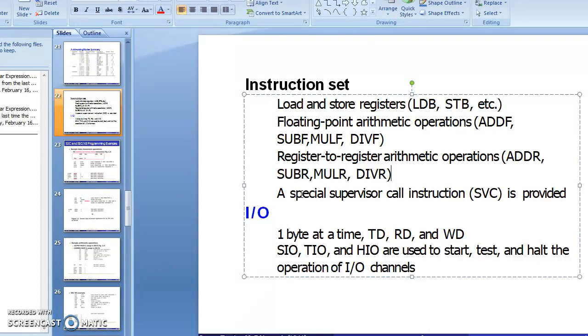The last machine architecture element is called IO. What is IO? It is called IO programming. That means input output programming, then input output devices. In SIC, we are going to include 1 byte at a time. There are 3 instructions that will be executed successfully. The first one is called TD. What is TD? It is called test device.